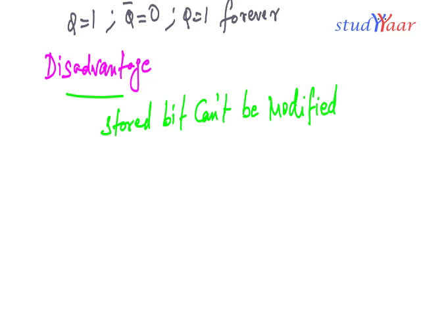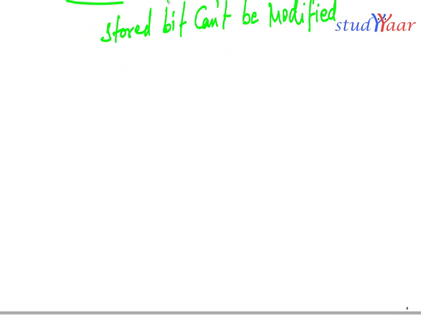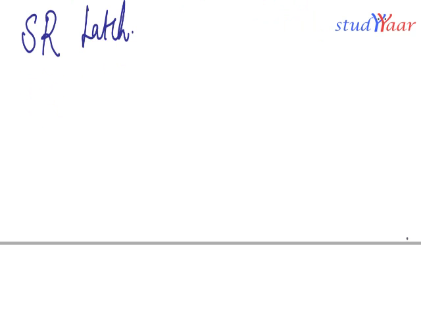Percentage, we eliminate by providing inputs to my bistable element. And that circuit which provides input to my bistable element is known as an SR latch. Okay. So let's see what my SR latch is.